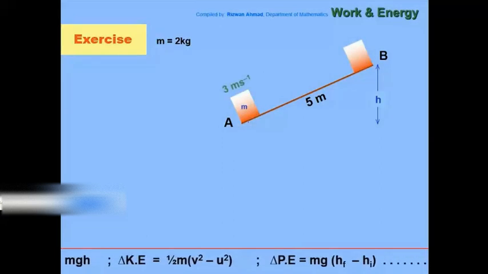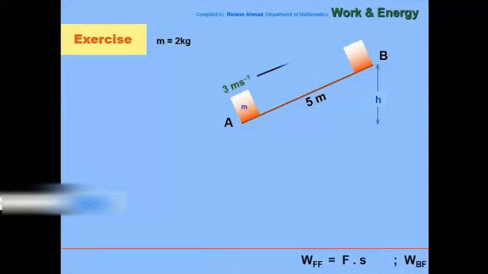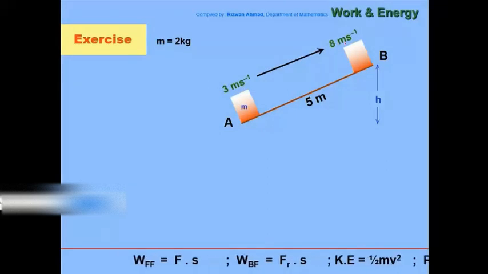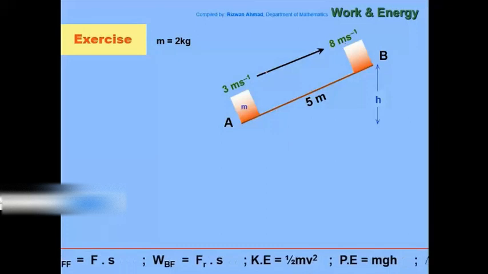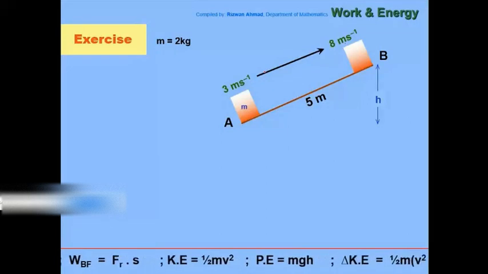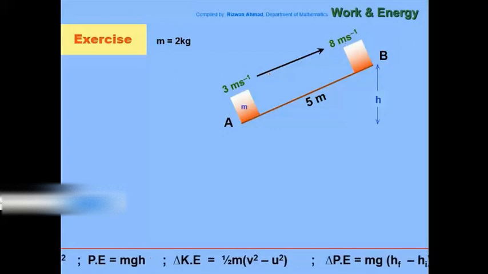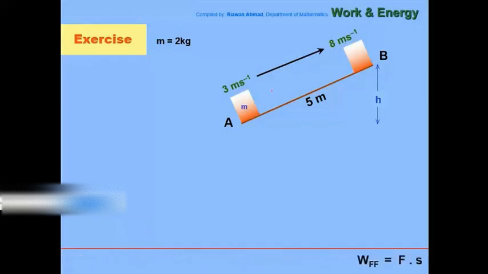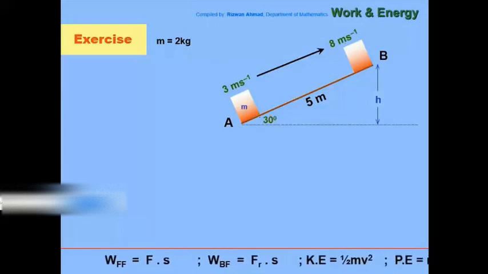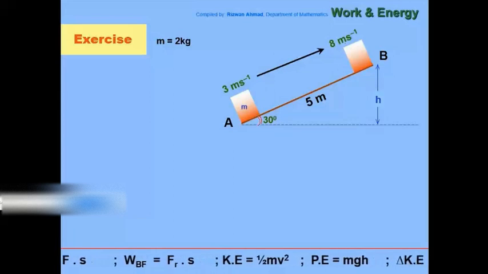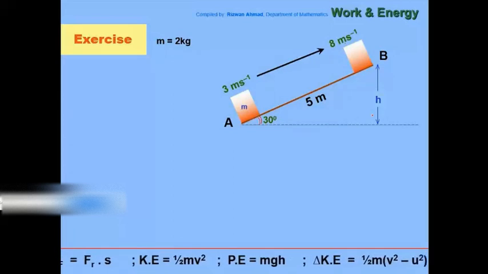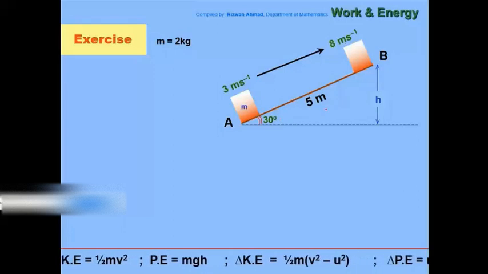Okay. So let's assume that at A its speed was 3 meters per second, and when it reaches point B its speed became 8 meters per second. So this is the situation. Okay. So we have to find what is the change in the kinetic energy and what is the change in the gravitational potential energy. So it's very simple. So if the angle is given, angle must be given. So this angle is 30 degrees. So we can find this height h. h will be 5 sine 30.